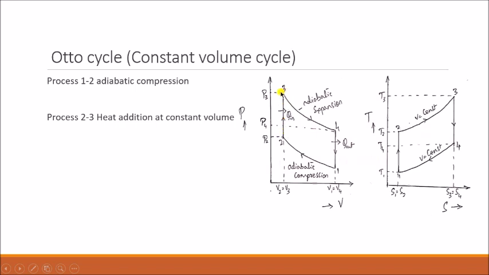You can see here from the diagram, at point 3 is the highest pressure, and at point 1 it has the lowest pressure. In the same way, on the TS diagram, 1 has the lowest temperature and 3 has the highest temperature. After point 3, the heat has been supplied. Once heat is supplied to a gas, it starts expanding. So the third process, we call it adiabatic expansion.